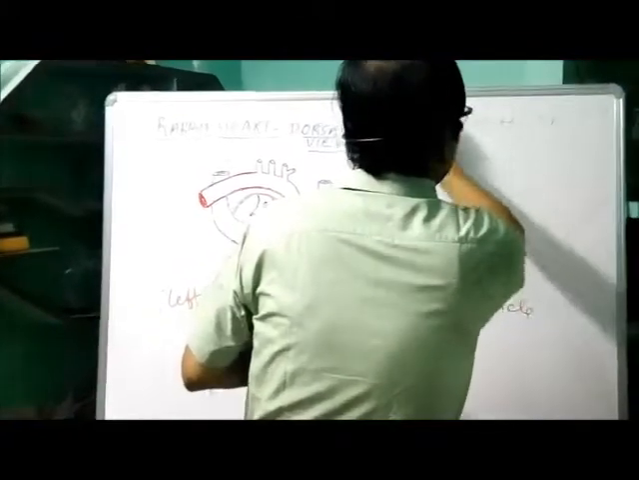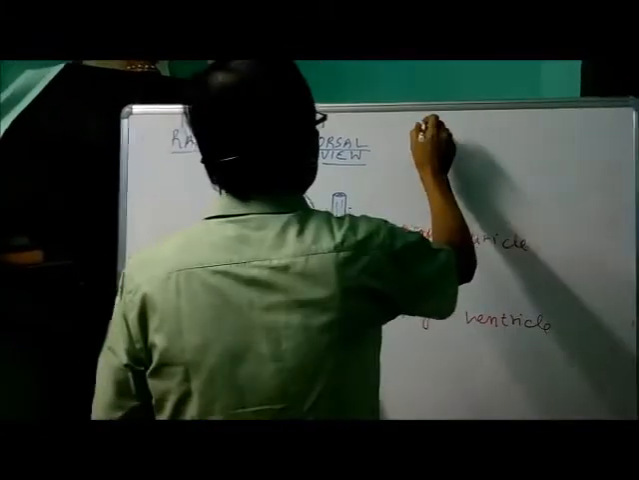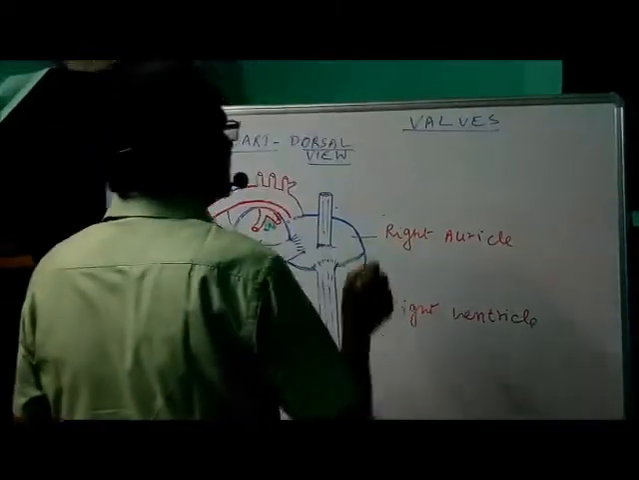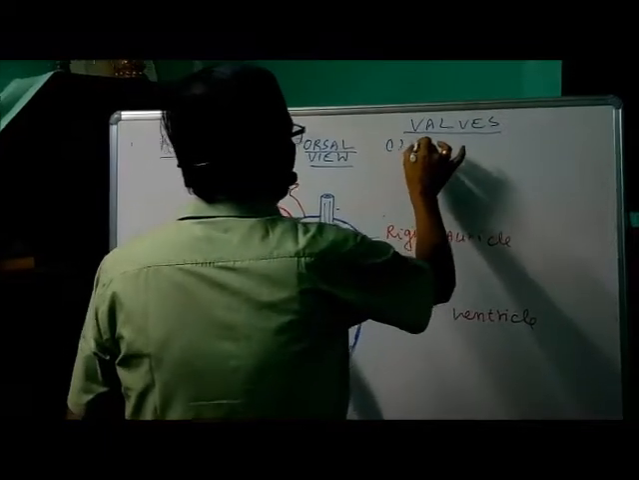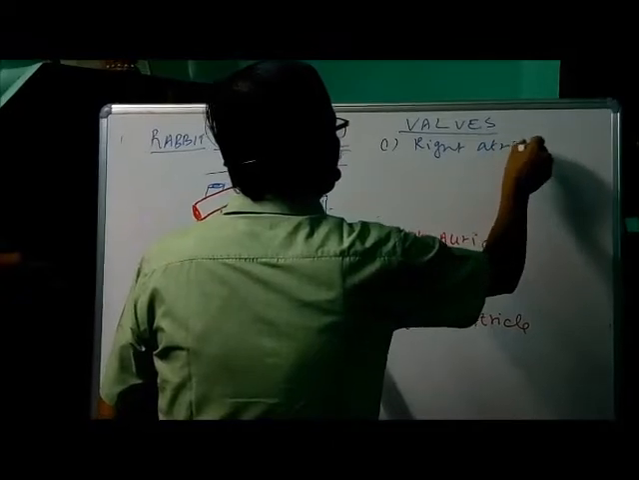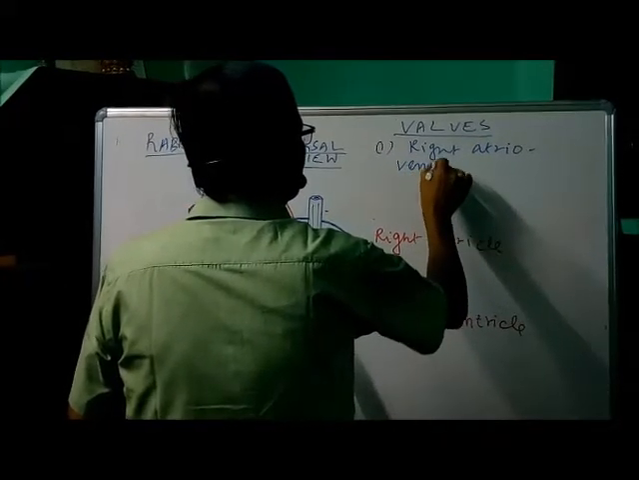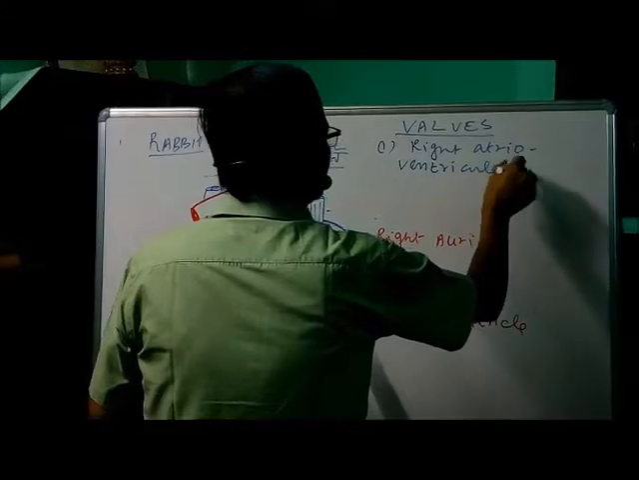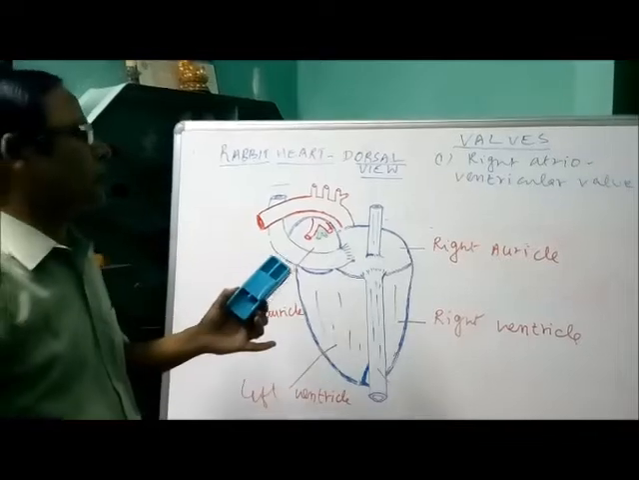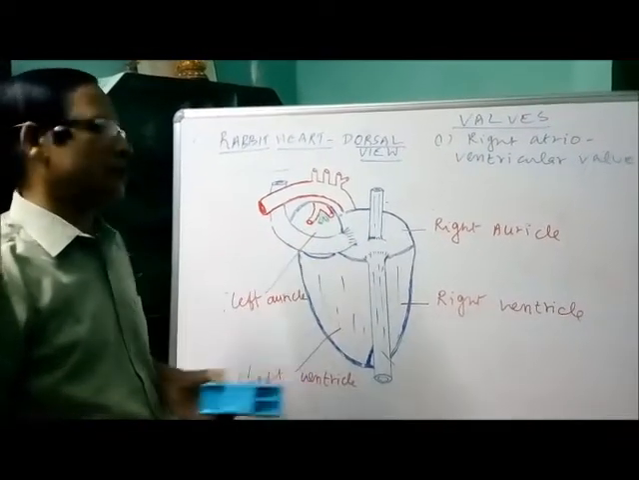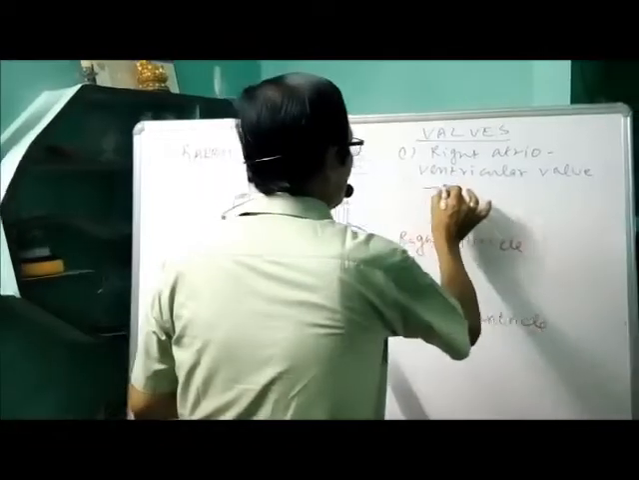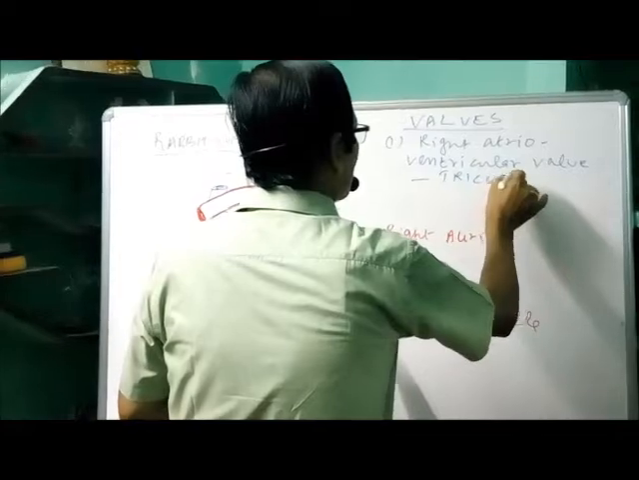Now, what are the different types of walls present? The second one, the walls of the heart. We have three different types of walls present in the heart. Number one, the right atrioventricular wall. This is a wall present at the right atrioventricular aperture. This wall is called the tricuspid wall.